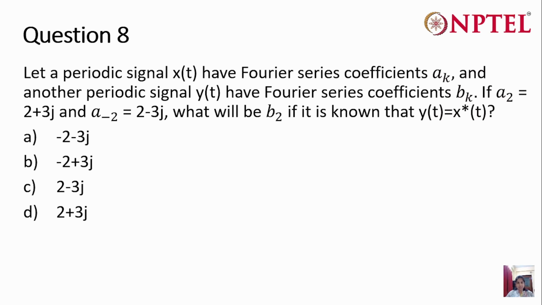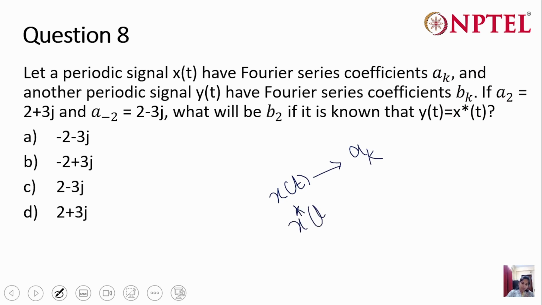Now we have a periodic signal x of t. Again its Fourier series coefficient is ak. For y of t it is bk. a2 and a minus 2 are given. What will be b2 if it is known that y of t is x conjugate of t? That is, the question is, for x of t it is ak. What is it for x conjugate of t? It is a minus k conjugate.